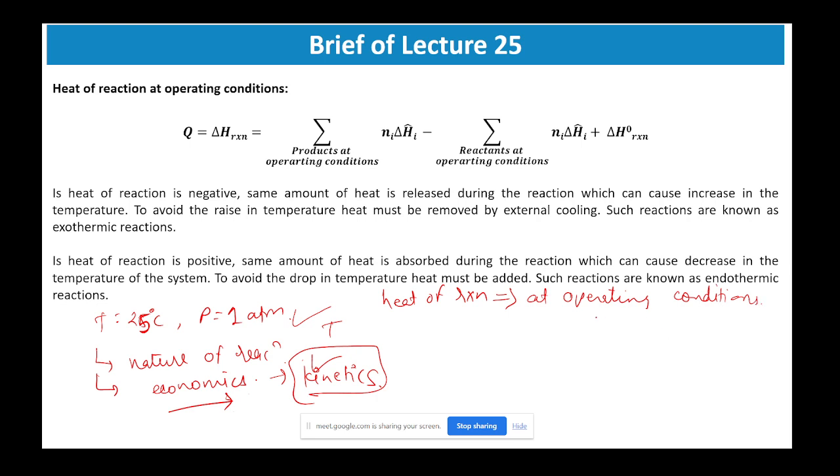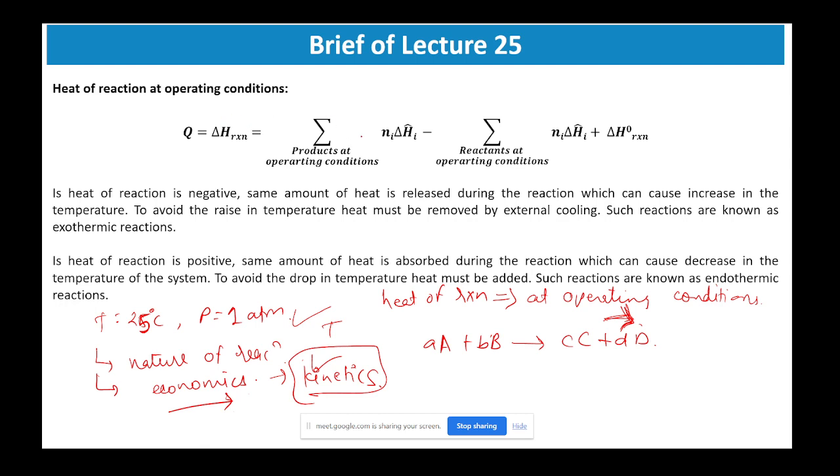So to find out the heat of reaction at operating conditions, you just use the heat of reaction at standard conditions. For example, if the reaction is a moles of A plus b moles of B giving c moles of C plus d moles of D, and I want to find the heat of reaction at any operating condition, then the naught is not to be written.